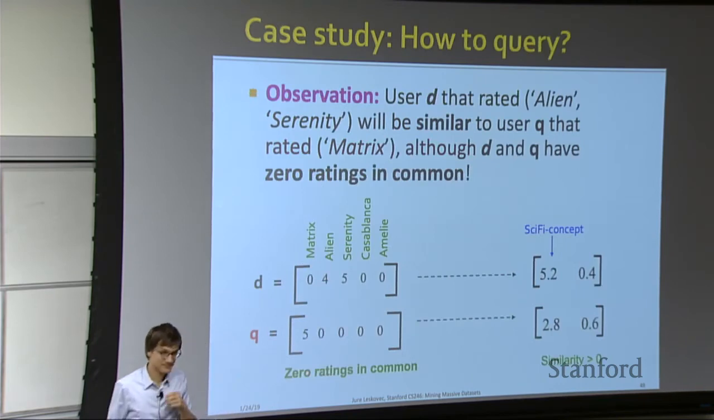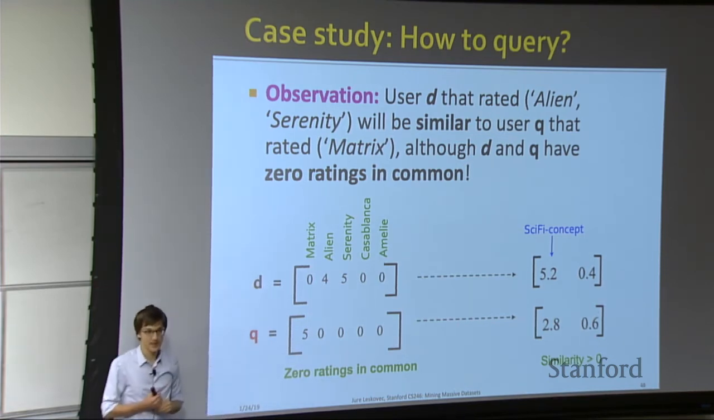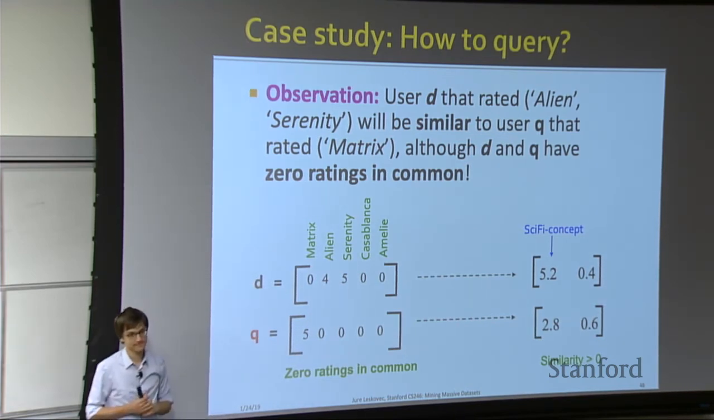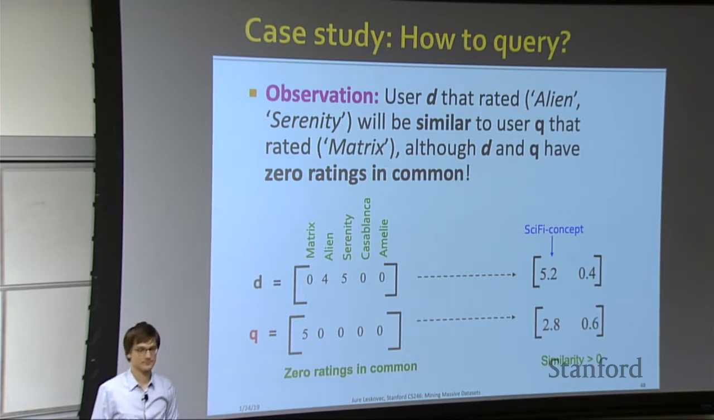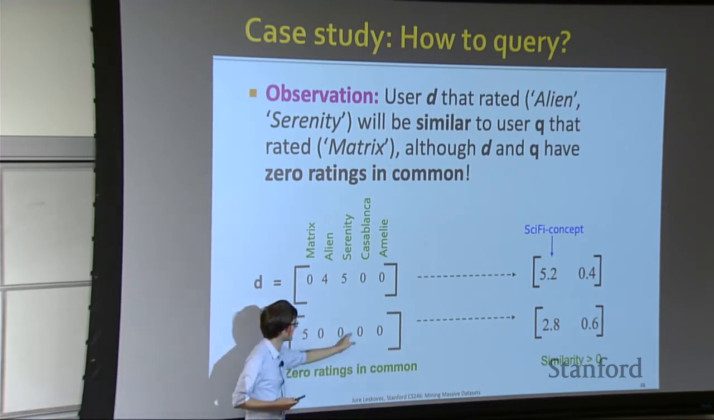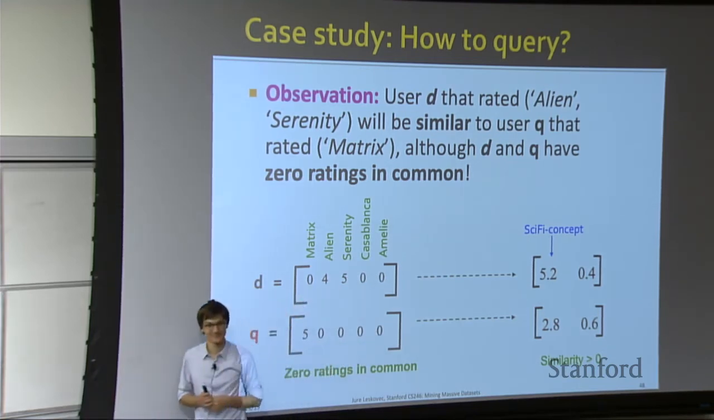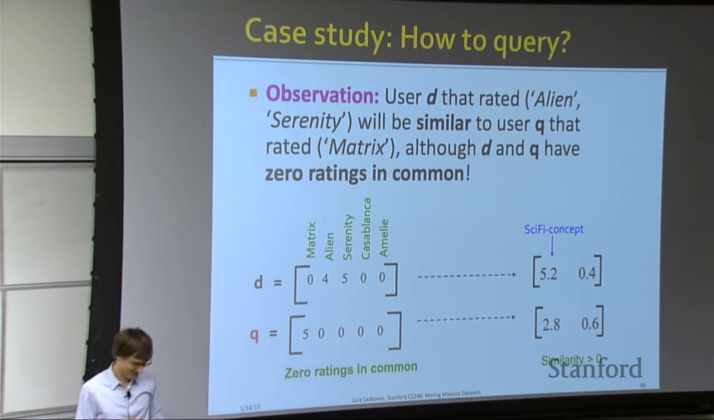Can you go back to the last slide? So here, when you're projecting that second person into this concept, that's the query and that's the person. You're treating this person as someone who rated The Matrix a 5 and said that they don't like anything else. Or they haven't yet rated anything, but when you're doing the projection, you're multiplying zeros.